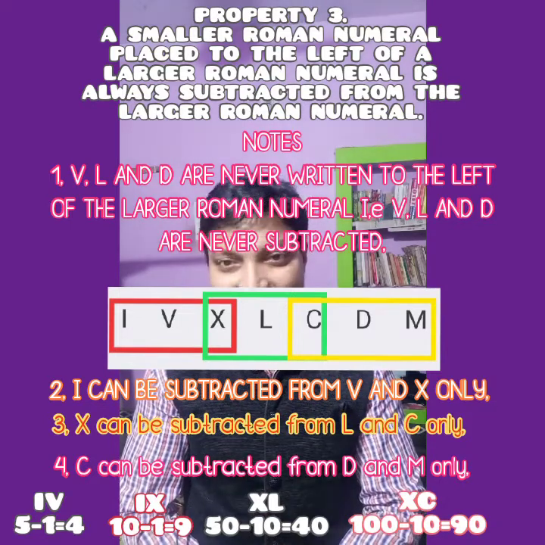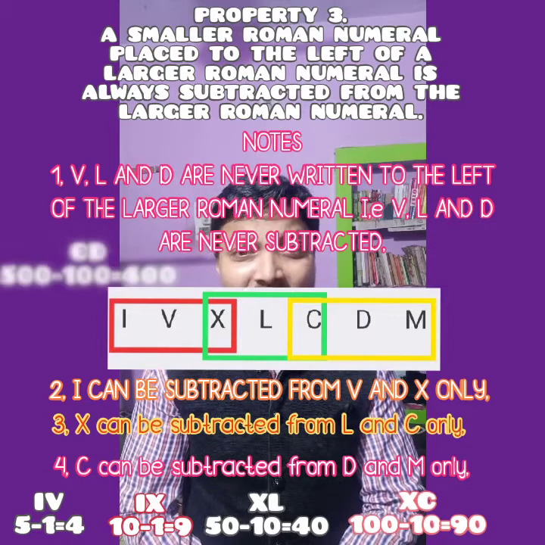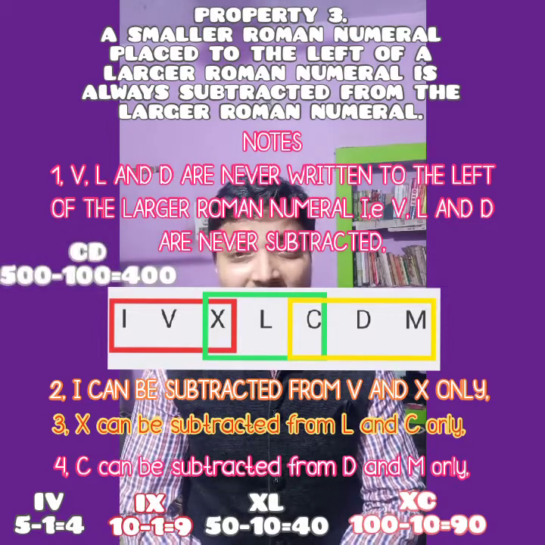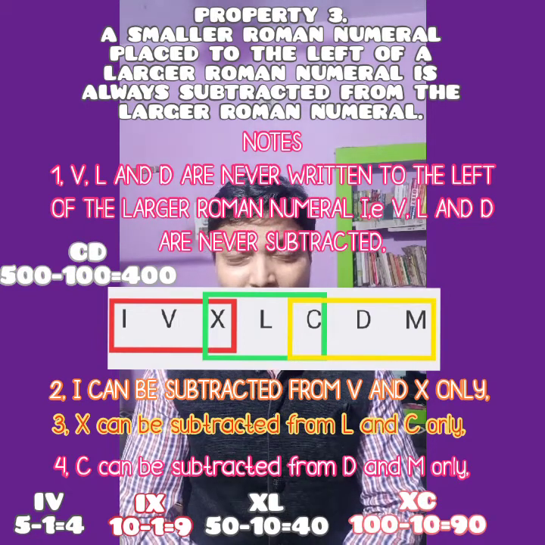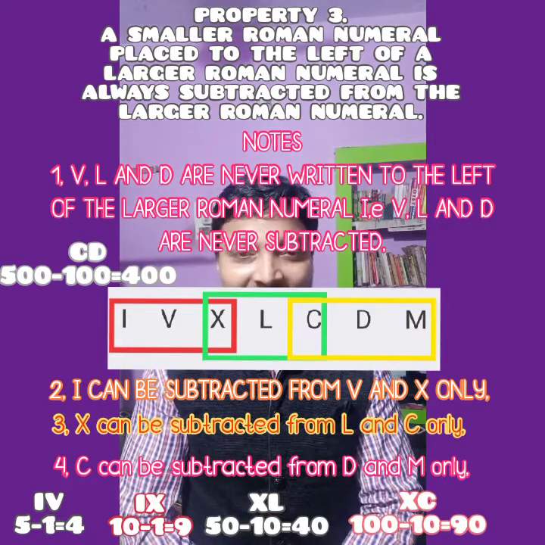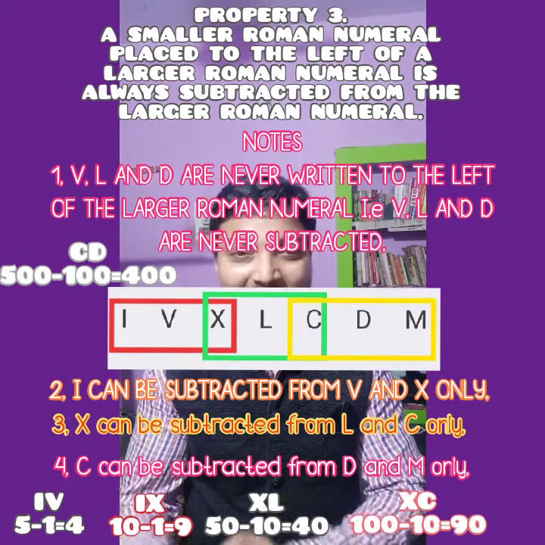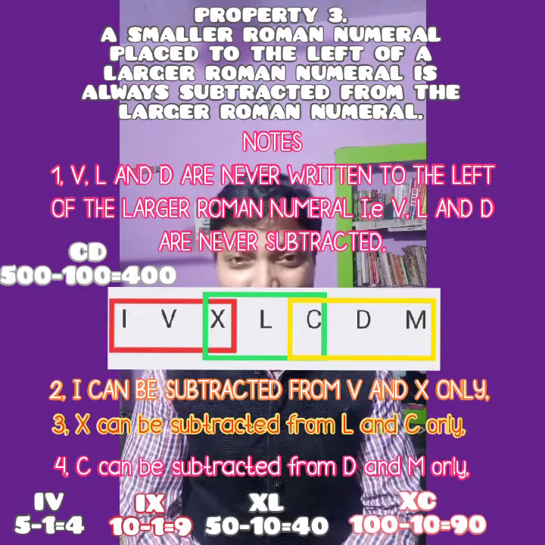90. Okay, and another one is CD. You know very well that C is the smaller one, which gives us 100, and D means 500. Whenever the smaller C is written to the left side of the greater D, the century is to be subtracted from D, which means 500 minus 100, which gives us 400.